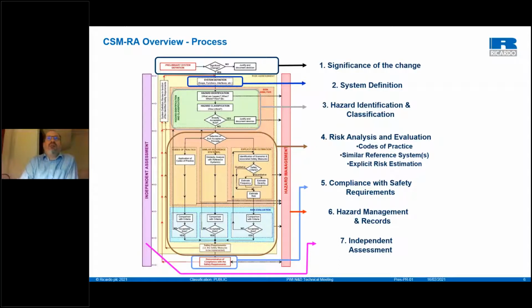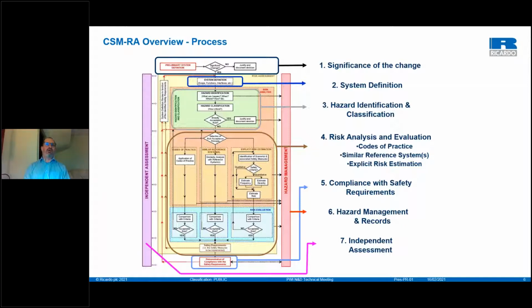However, I will be picking up on some of the most important aspects of the activities. So I'll be looking at the significance of change, because that determines what activities then have to take place in order to comply with the CSMRA. I shall then be looking at the next stages, which will be planning the risk management activities and defining the scope of the risk management activities, looking at how hazards are identified and going through a few real examples of the work that we've done in that area and some of the little quirks that have come up.